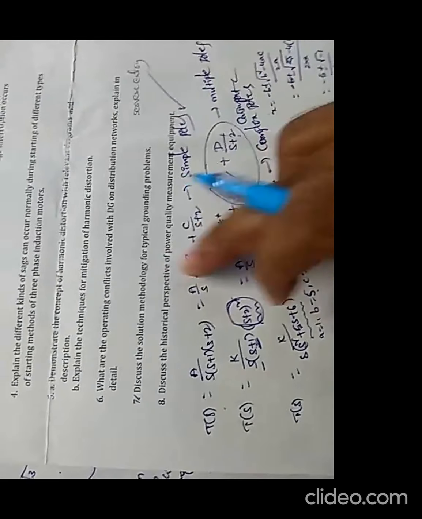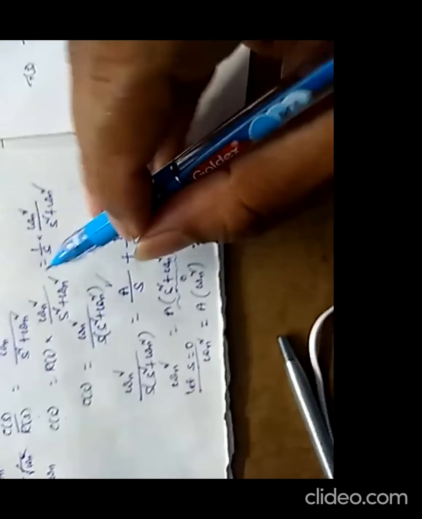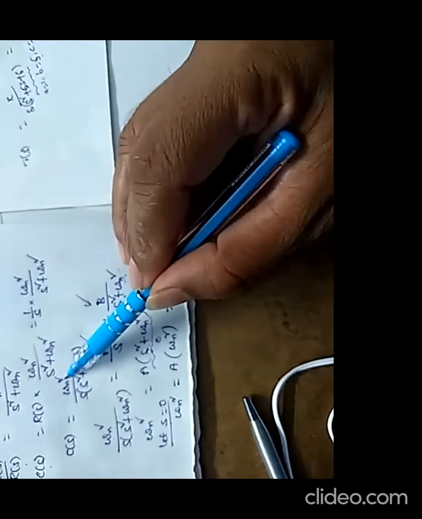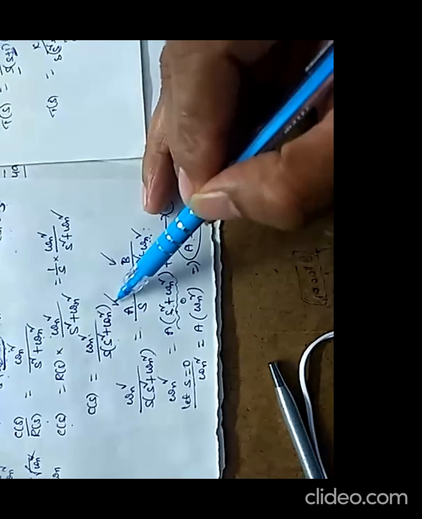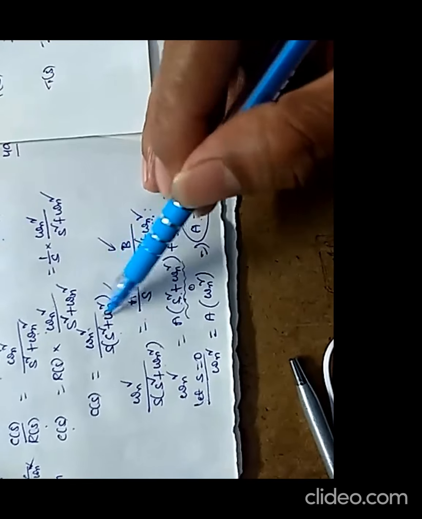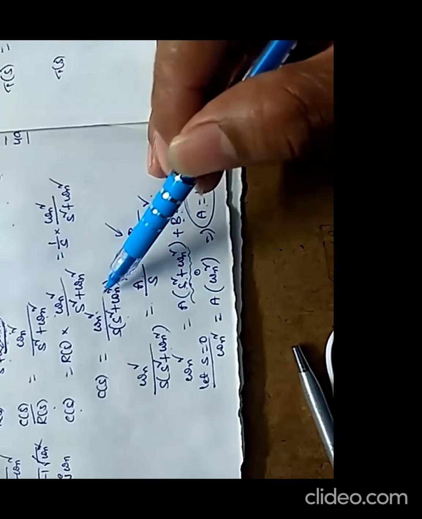So these are the three methods of the partial fraction expansion method. Here we need to consider any one based on the given transfer function. So here the given transfer function is omega n square by s into (s square plus omega n square). So this is a simple pole, not a multiple pole or complex poles.